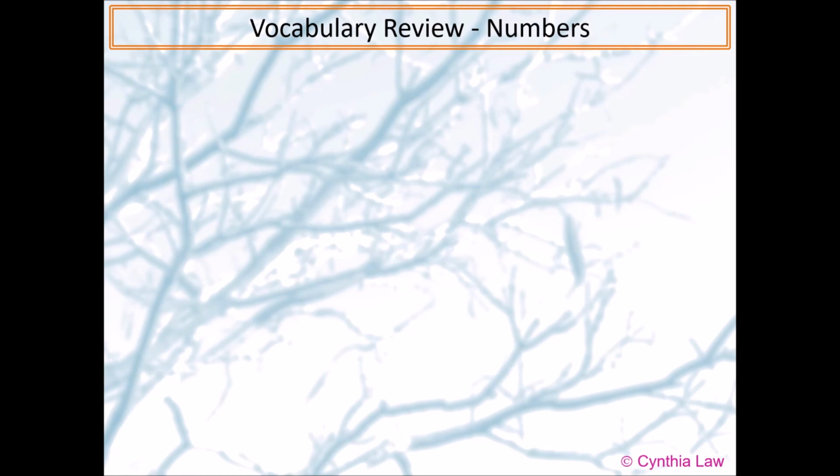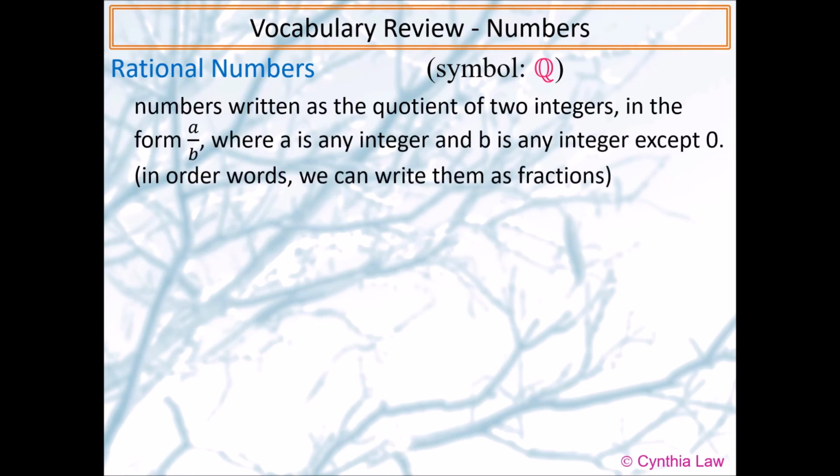The next sets of numbers are called the rational numbers. We use the symbol Q. Okay, we don't use R for rational because R is used for something else. You'll see it later. So what are rational numbers? They are numbers written as the quotient of two integers, in the form a over b, where a is any integer and b is any integer except 0. So in other words, we say that we can write rational numbers as fractions.